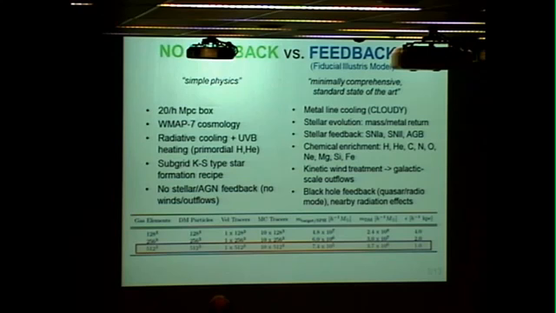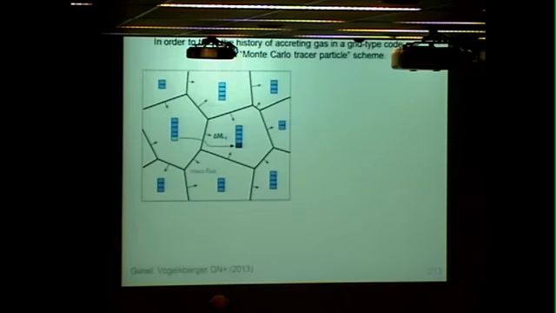To compare these two runs, I need a way to trace the evolution of accreting gas. And like any grid code, that's fundamentally impossible. You can't look at the Lagrangian history of any gas element because there's mass transfer between cells without reference to some sort of tracer particle scheme.